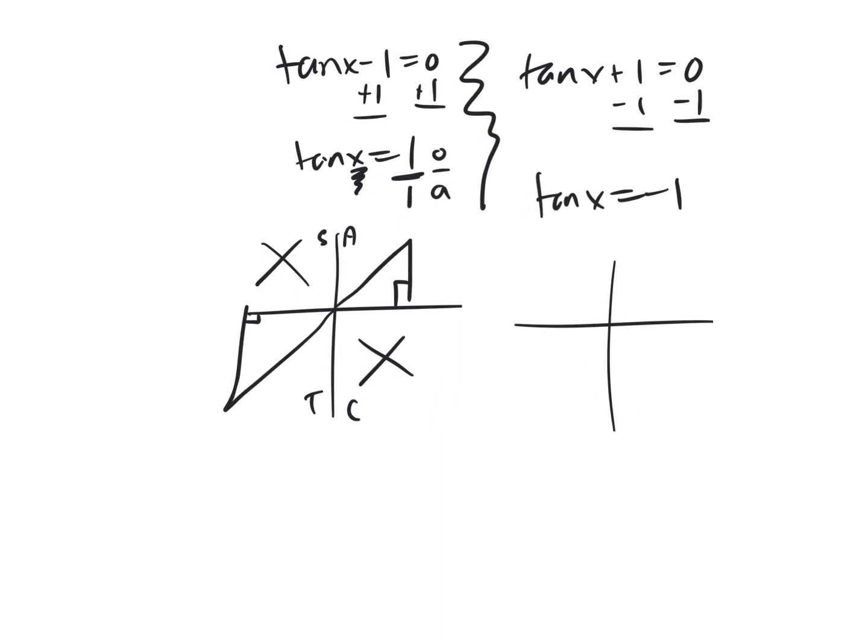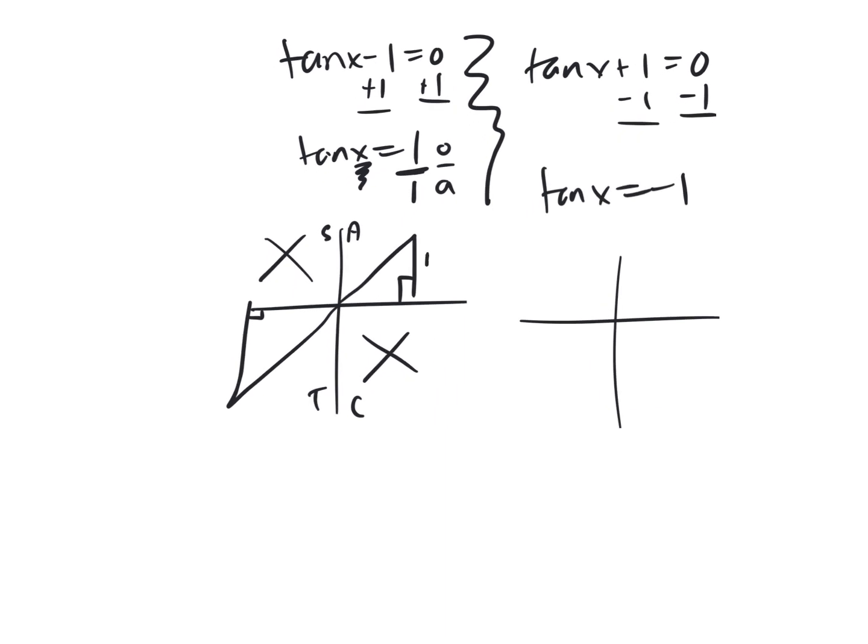I'll try to be a little neater than I just was. Make your opposite side 1, your adjacent side 1. I hope that we recognize this as a special right triangle with an angle of rotation of pi fourths, which means this other triangle here is also going to have a reference angle of pi fourths, so the angle of rotation that gets me there, in this case, is going to be 5 pi fourths. So 2 of my solutions are pi fourths and 5 pi fourths.